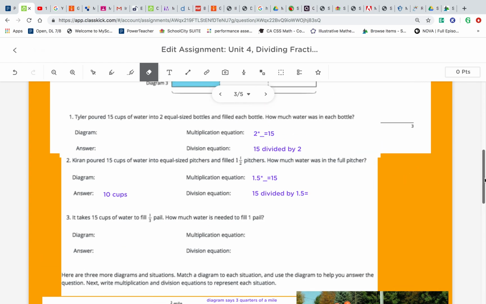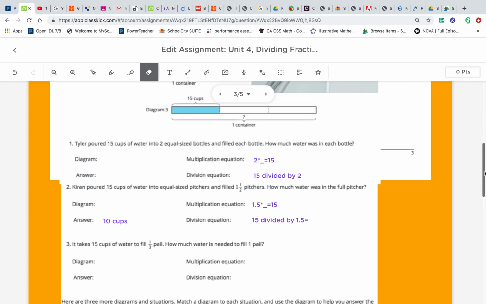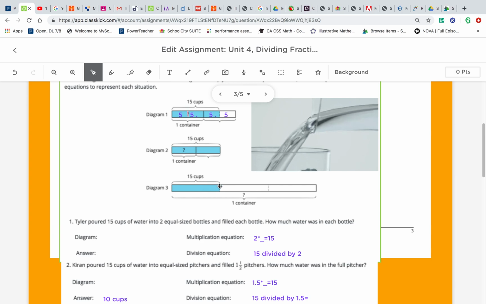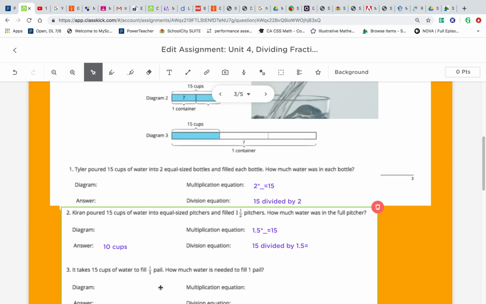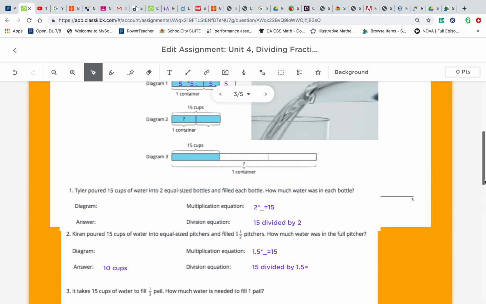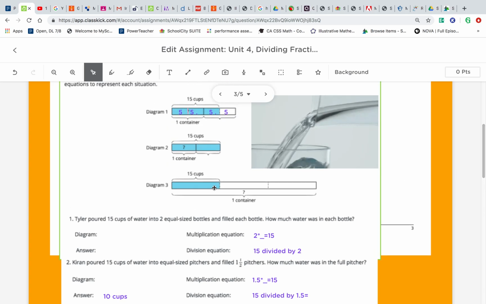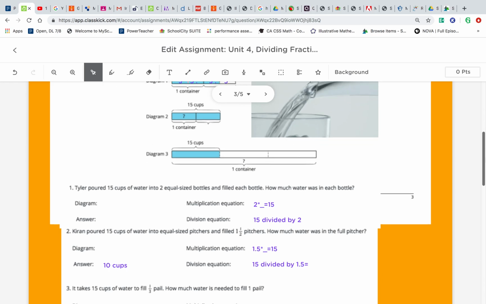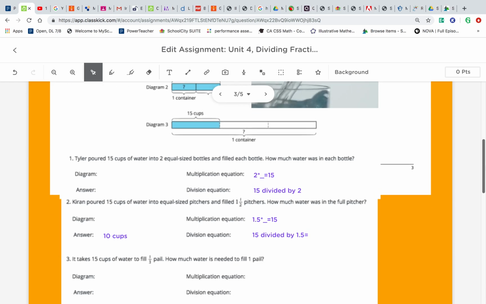Well, we've kind of already looked at the diagrams. We can already guess what we're talking about here because we've already used the other 2, right? So we can see here, diagram 3 is the one we haven't used yet. Okay, so you can see 15 cups, and you can see where it's filling 1/3 of the container, or the pail, right? It's 1/3. This is 1 part, 2, 3. So it's filling 1/3. So that's our diagram. Diagram 3 goes with number 3.